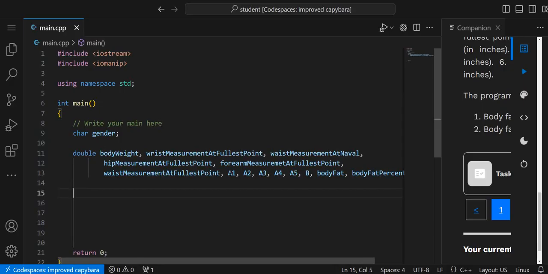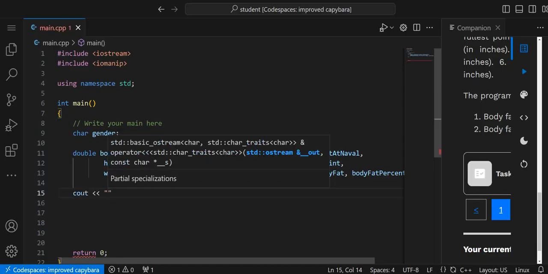Then we get into our statements. First, let's go with cout: This program determines the body fat of a person.